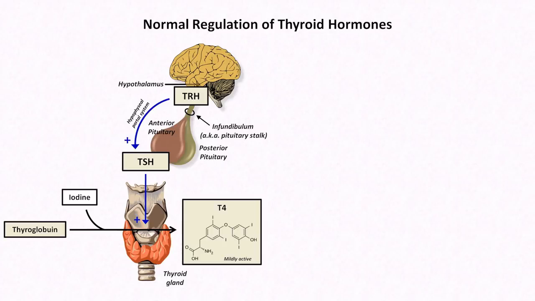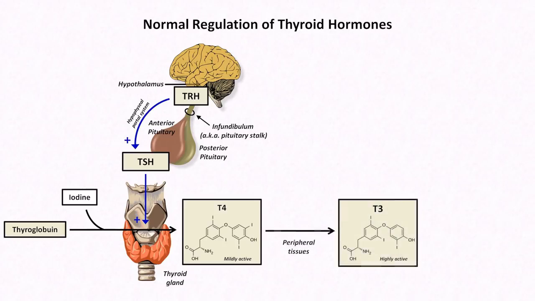T4 travels in the bloodstream largely bound to thyroxine-binding globulin, and when it reaches certain peripheral tissues, it's converted to T3 by an enzyme, or more accurately a collection of very similar enzymes called deiodinases, which, as their name implies, can add or remove an iodine atom from a molecule. There are actually a number of different names for these enzymes in medical textbooks and in the literature. One of the more common alternate names is 5'-iodinase.